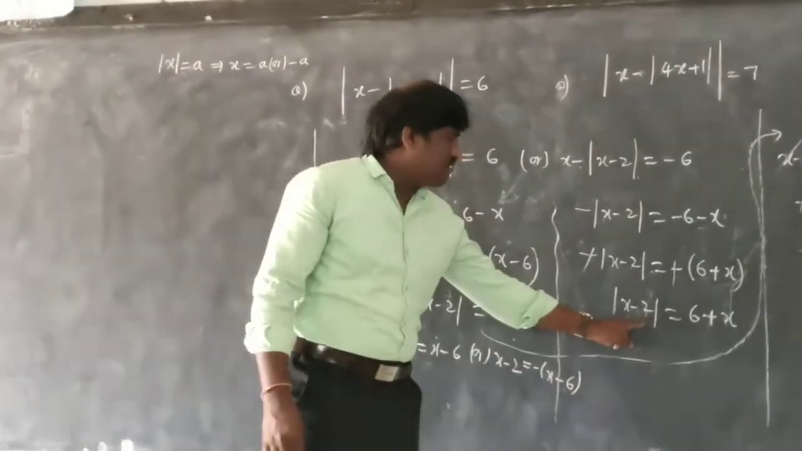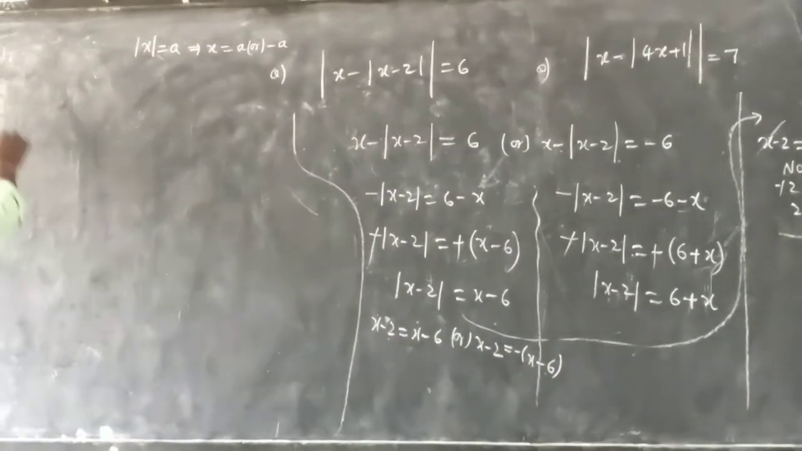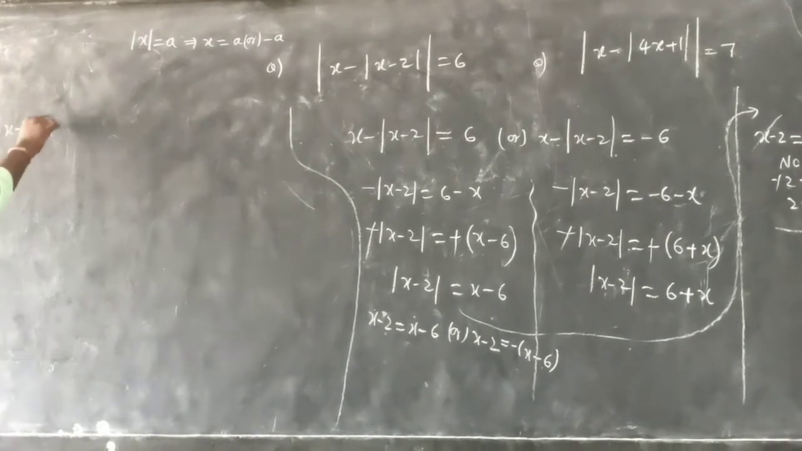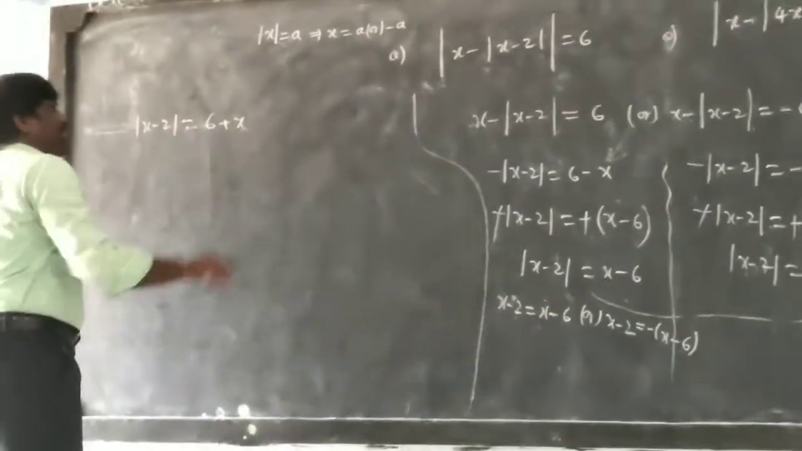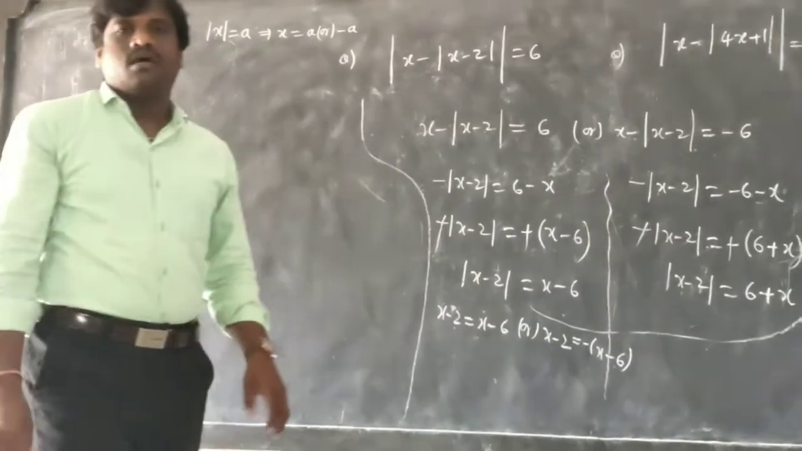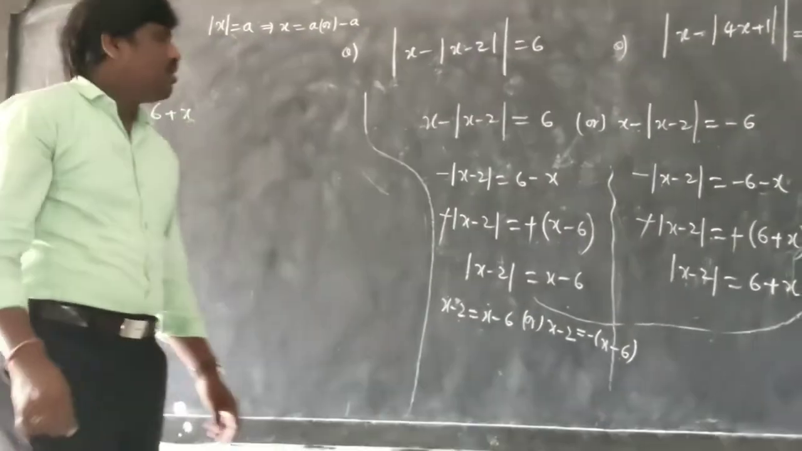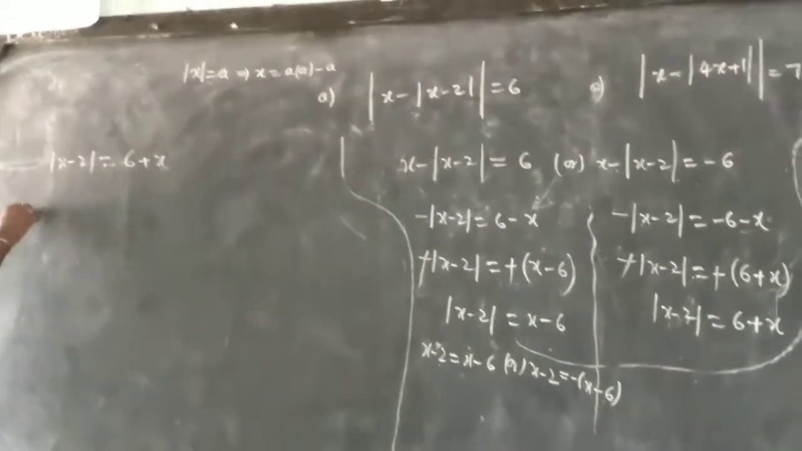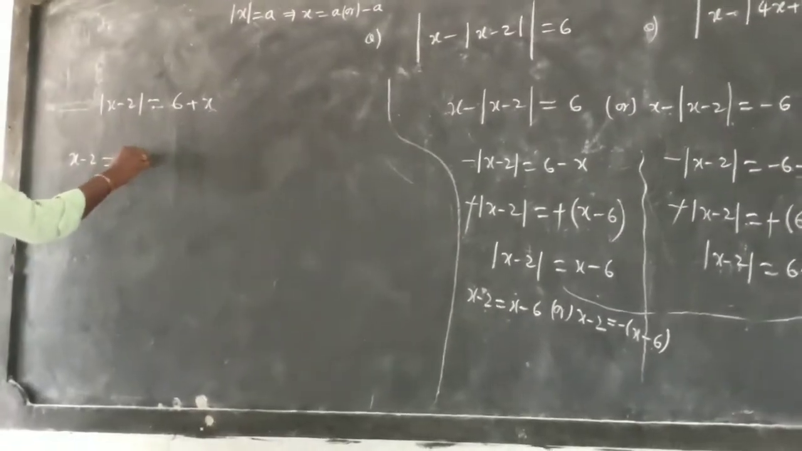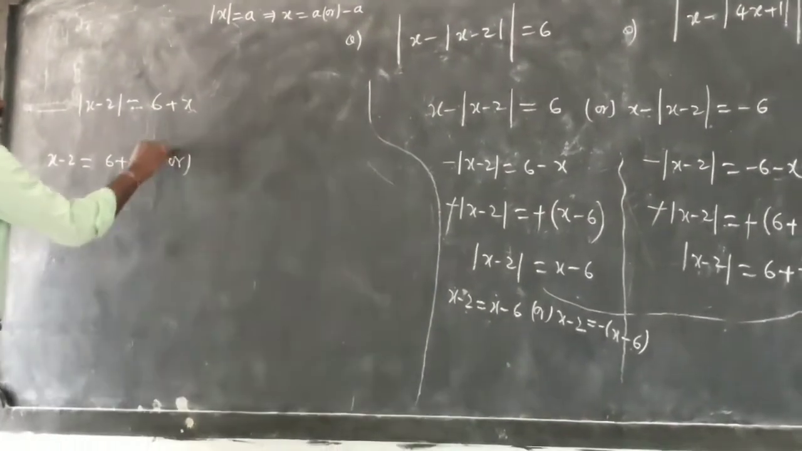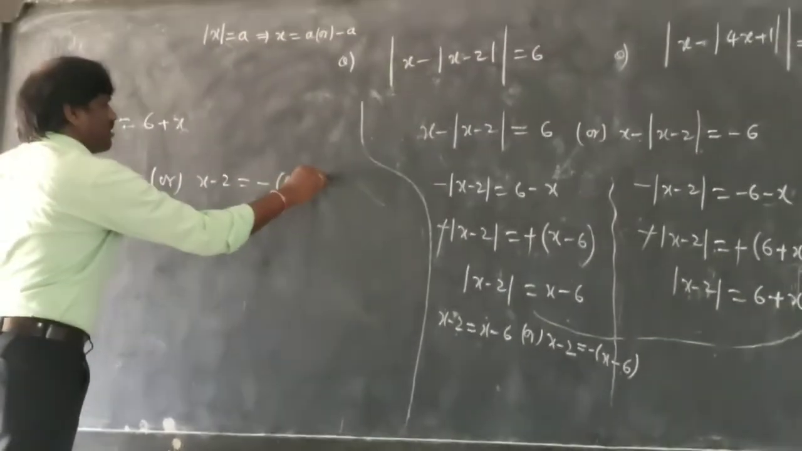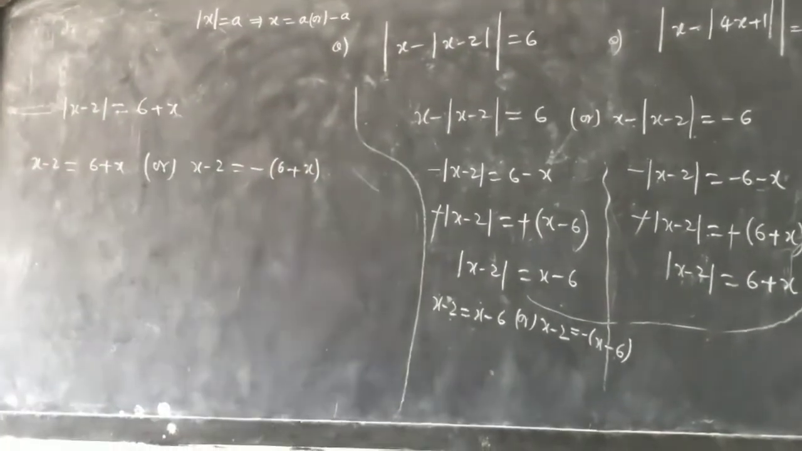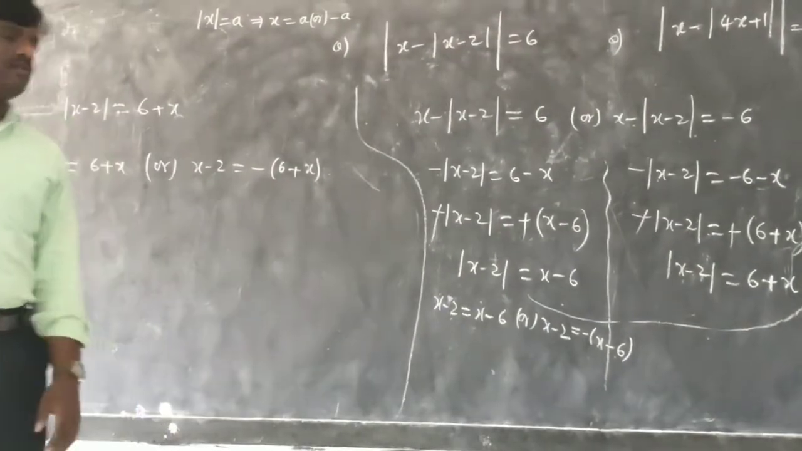This one we will solve. Mod of x minus 2 is equal to 6 plus x. According to this rule, the modulus will open once positive, once negative. So this will be mod of x minus 2 is once x plus 6, or another time x minus 2 is equal to minus of x plus 6. The modulus will open once positive, once negative.